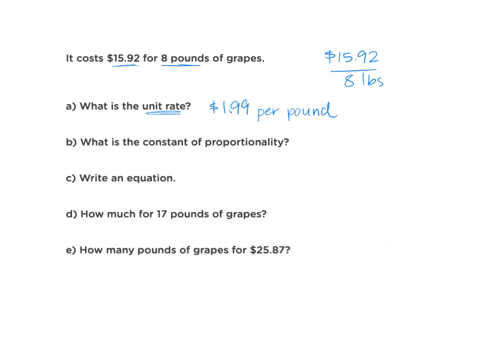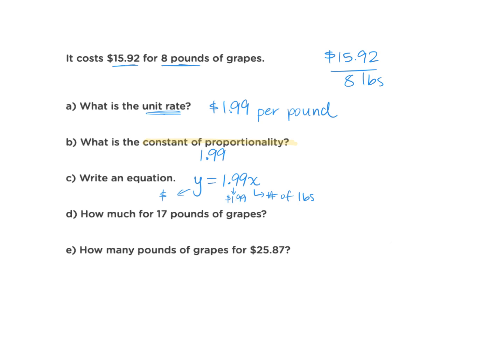So what is the constant of proportionality? Remember, that's just another name for unit rate without the label. So I'm just going to say it's 1.99. All right, so if I want to figure out how much it costs for any amount of pounds, I'll put y equals $1.99 times however many pounds I buy. I'll call that x. So again, x is going to be the number of pounds here. y is going to give me my total cost, and I know it's $1.99 for a pound.